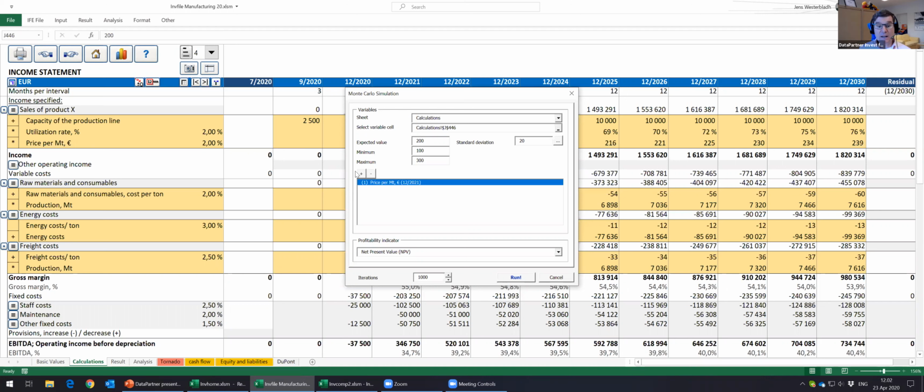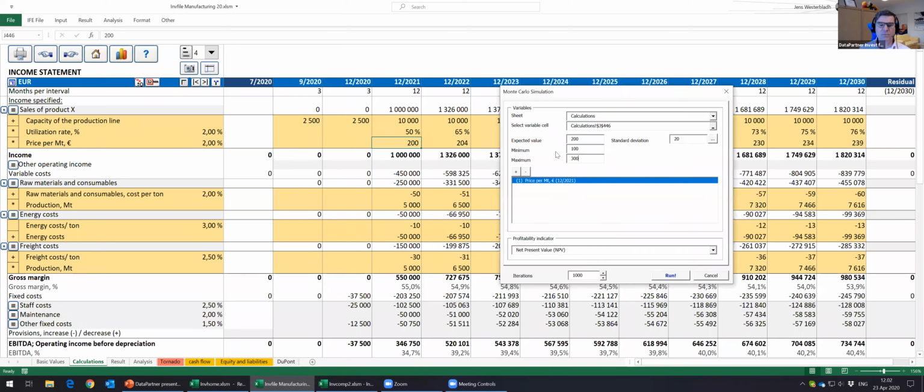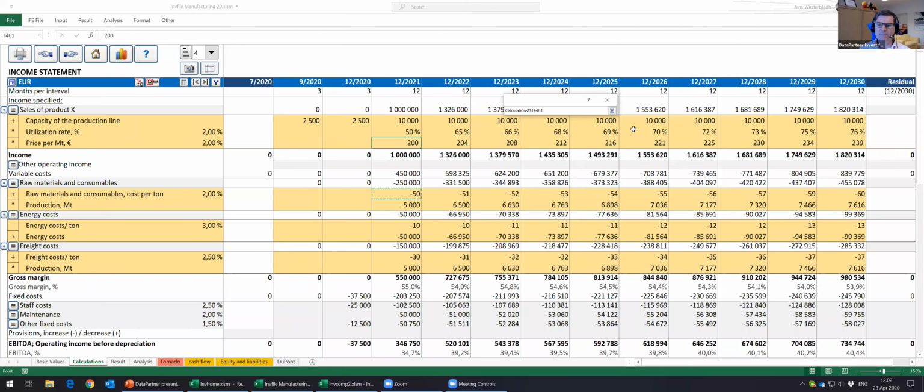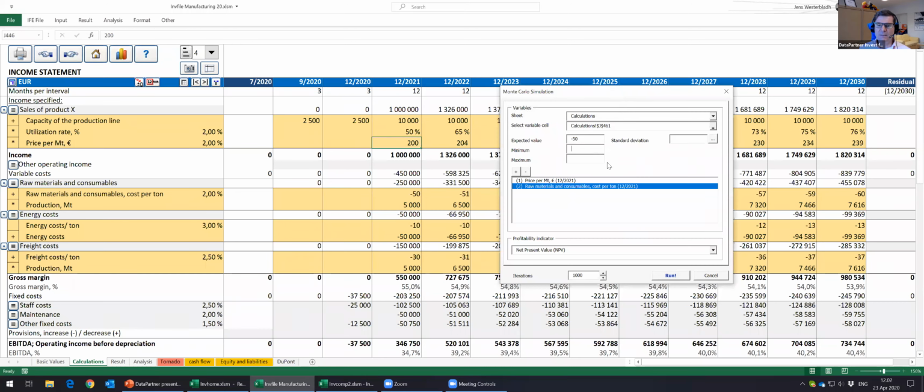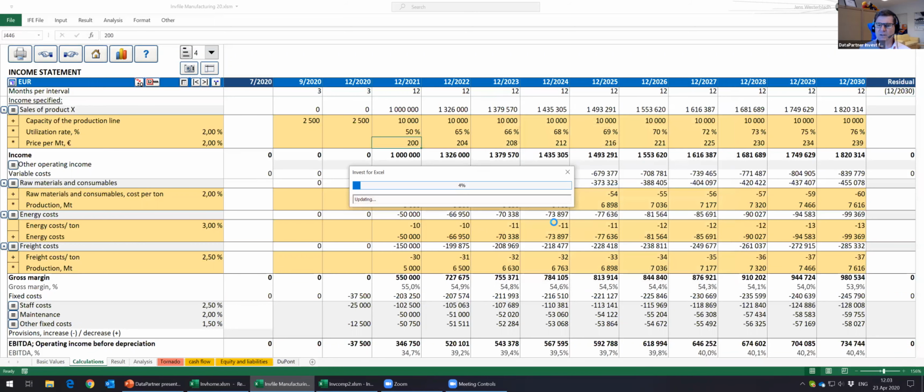And I can add as many variables as I like, let's make two. I will take the raw material cost as a second one here. And let's make the same. Minus 75 is minimum, maximum is minus 25. Standard deviation, let's make it higher, 7. And I choose net present value, and then I can choose how many thousand calculations I will make. I will only make 1,000 now to make it faster. We are a little bit behind schedule, or actually not, we're right on schedule.